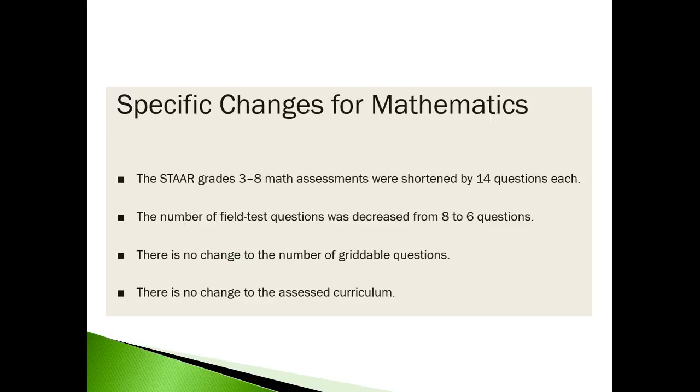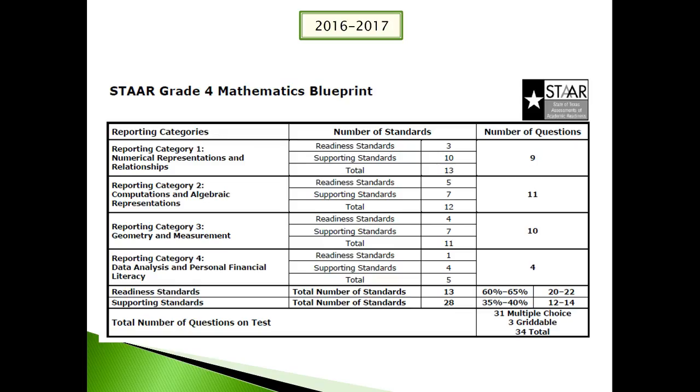The field test items, there will only be 6, not 8. There's still going to be 3 griddable questions, and there isn't any change in the assessed curriculum. So basically, this part of the blueprint has remained the same. What has changed is the number of items that will be tested. So this part is what's changed.